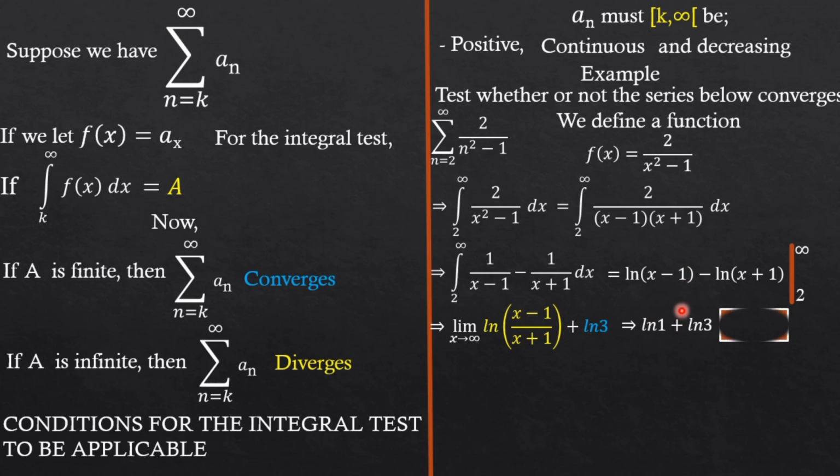Natural log of 1, guys, as we all know, is 0. So we are going to have the natural log of 3 as our answer. So guys, you can say natural log of 3 is a finite value, right? According to what we have here, we let f of x equal to some function a of x. Then if we get the integral from k to infinity of that function, if it gives us a, if a is finite, then the series converges. So we can come back and say that hence the series as n goes from 2 to infinity of 2 over n squared minus 1 simply converges.